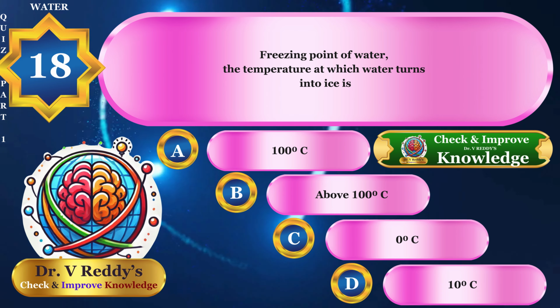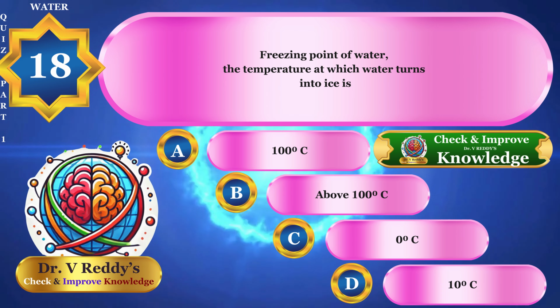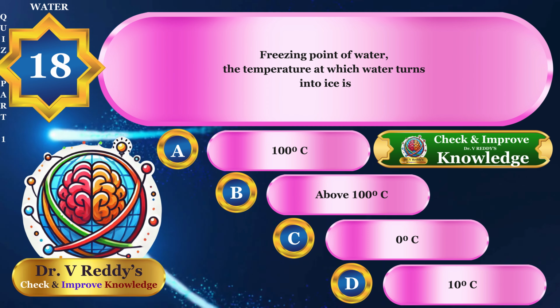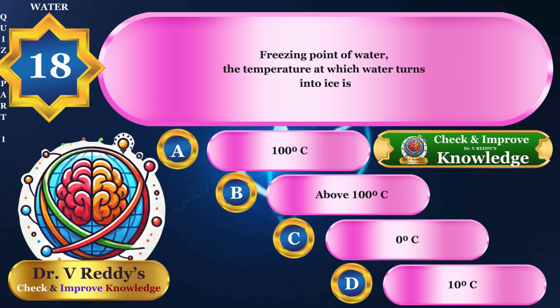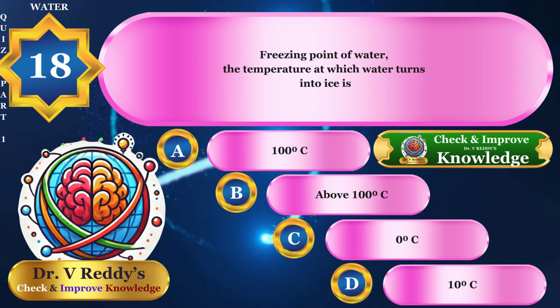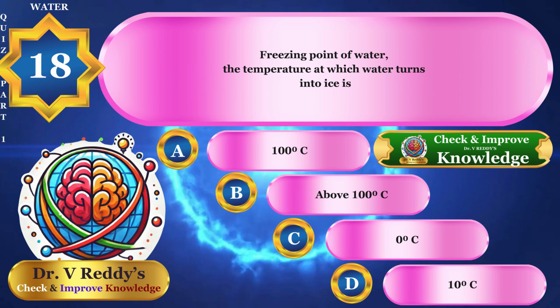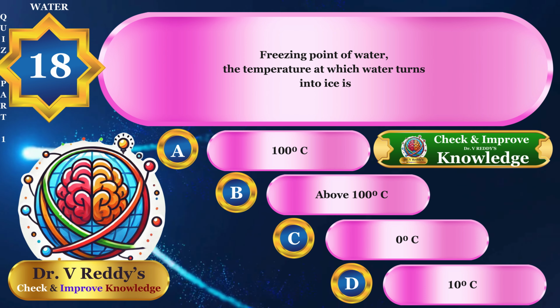18. Freezing point of water, the temperature at which water turns into ice, is A. 100 degrees Celsius, B. above 100 degrees Celsius, C. 0 degrees Celsius, D. 10 degrees Celsius.